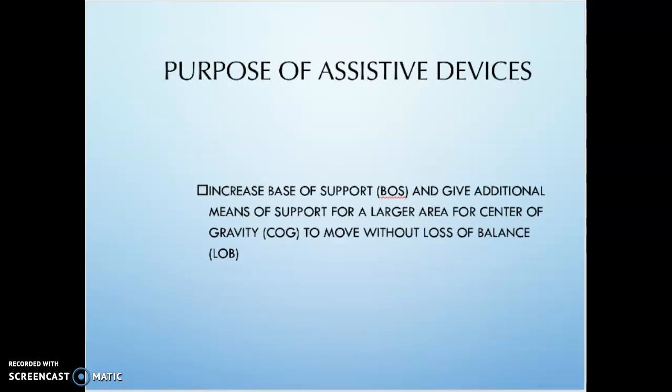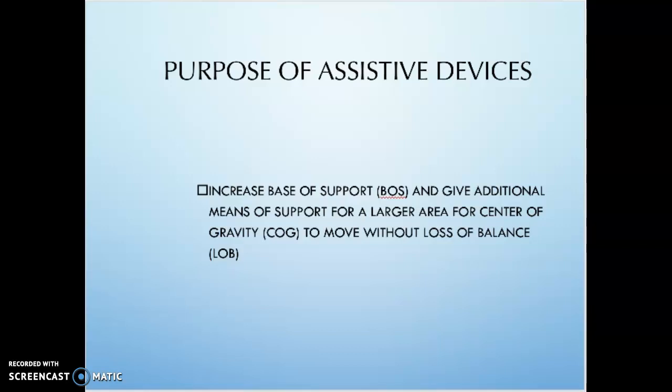So the general purpose of assistive devices is to increase that base of support for a patient. So if our patient's standing with the feet at shoulder width apart, we could draw a rectangle around the 2 feet, and that rectangle would be the base of support. Adding, for example, a pickup walker, now you've just increased that rectangle of support dramatically.